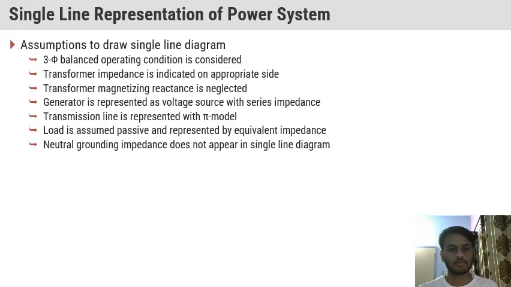Okay, so these are some assumptions for SLD. Three-phase balanced operating condition is considered. Transformer impedance is indicated on the appropriate side. Transformer magnetizing reactance is neglected to draw the SLD. Generator is represented as a voltage source with a series impedance. Transmission line is represented with a pi model, and load is assumed passive and represented by equivalent impedance.